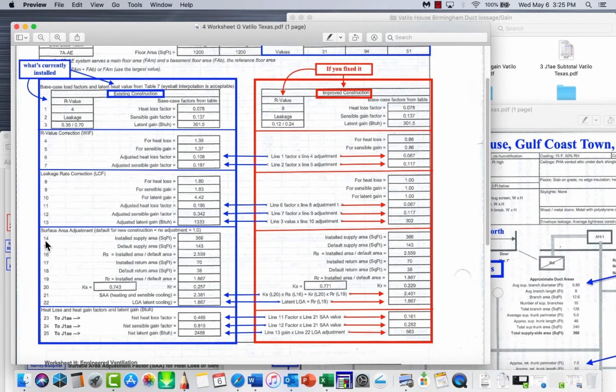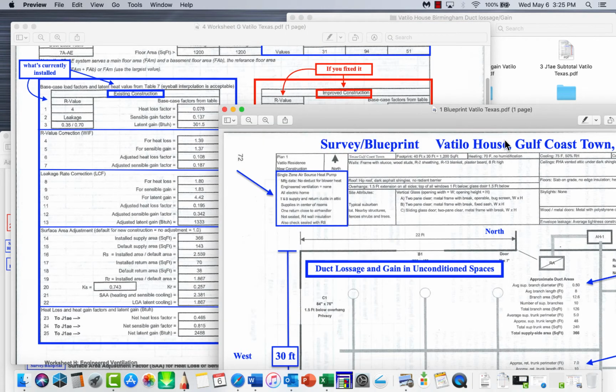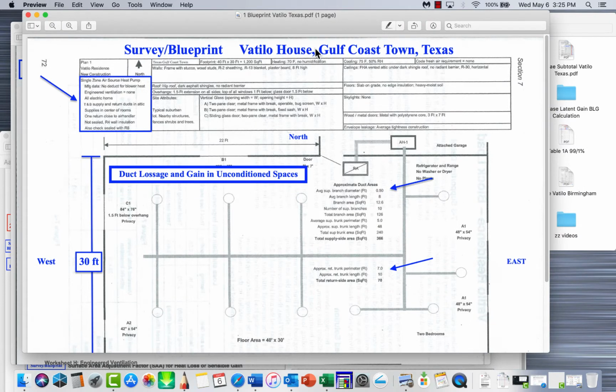So line 14, 15, 16, 17, 18, 19, these are basically everything in here is going to come from our table 7AE up here, 7A-AE. We'll be using those charts for this, and the information also comes from your survey/blueprint. So this is the blueprint. I'm going to bring it up here where we can take a look at the whole thing. And once again, your information for this is up here on the right hand side.